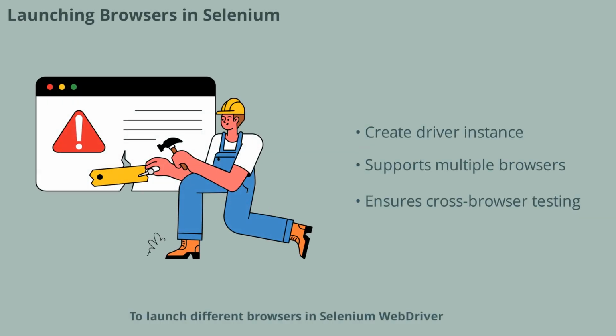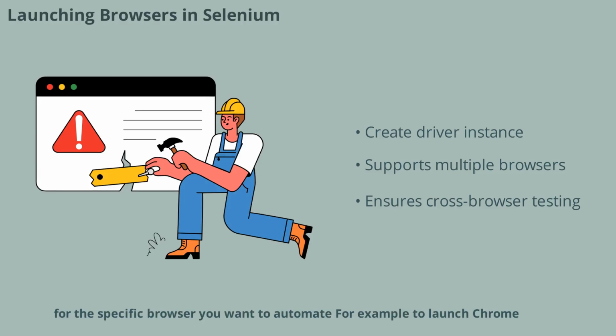To launch different browsers in Selenium WebDriver, you create an instance of the driver for the specific browser you want to automate. For example, to launch Chrome, you use ChromeDriver. For Firefox, FirefoxDriver. This flexibility allows you to test your web applications across multiple browsers, ensuring compatibility and a consistent user experience.